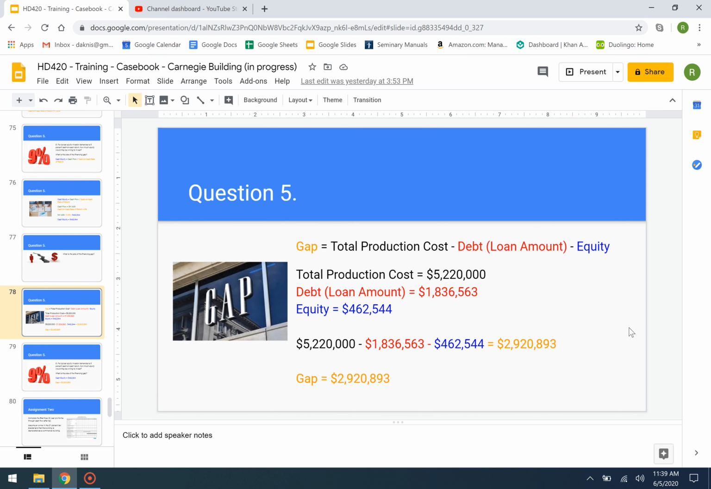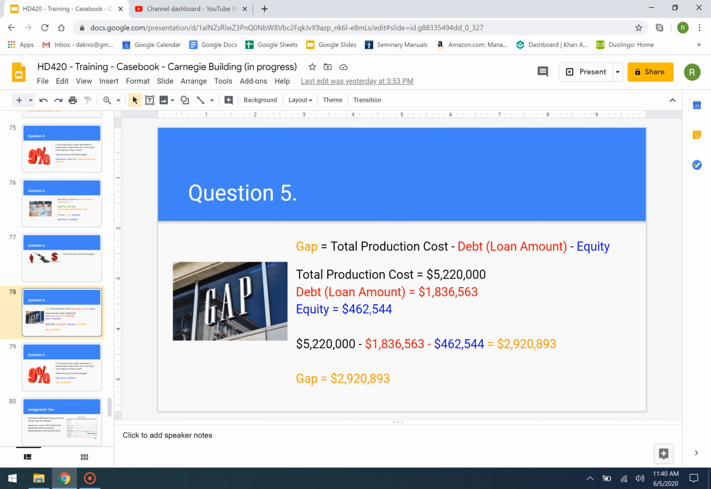Now the second problem is, what is the size of the financing gap then? So gap, as you'll remember, is the total production cost minus the loan amount minus the equity. So based on a 9% cash-on-cash return, or rate of return, we know that our total production cost is $5.22 million. Go back to previous slides if you wonder where this comes from. Our debt loan, based on the loan to value, is going to be 1.836563, and now we have our 9% equity, 9% cash-on-cash rate of return.